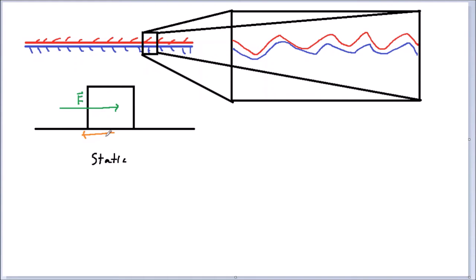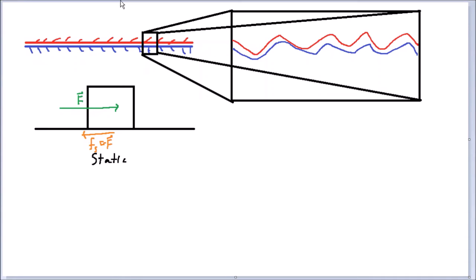Often we denote this friction with a small f, with a subscript s for static friction. Here the static friction is going to equal negative F, equal and in the other direction, because it is perfectly counteracting this force. But static friction does have a maximum value. We can't just keep pushing and have the friction keep stopping us. At some point, no matter what objects they are, we're going to be able to move it.